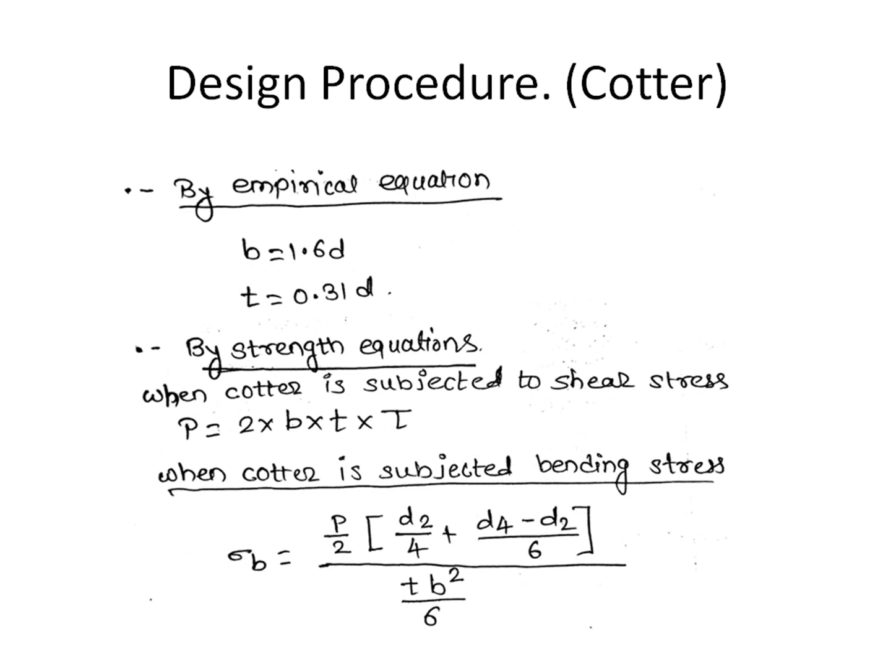And when the cotter is subjected to bending stress, the equation of bending stress is sigma b is equal to P by 2 into (d2 by 4 plus (d4 minus d2) by 6) divided by t into b square by 6. So this is about the design procedure of cotter. In this way, we have completed the design procedure of cotter joint. In my next tutorial, I am going to discuss the design of knuckle joint.